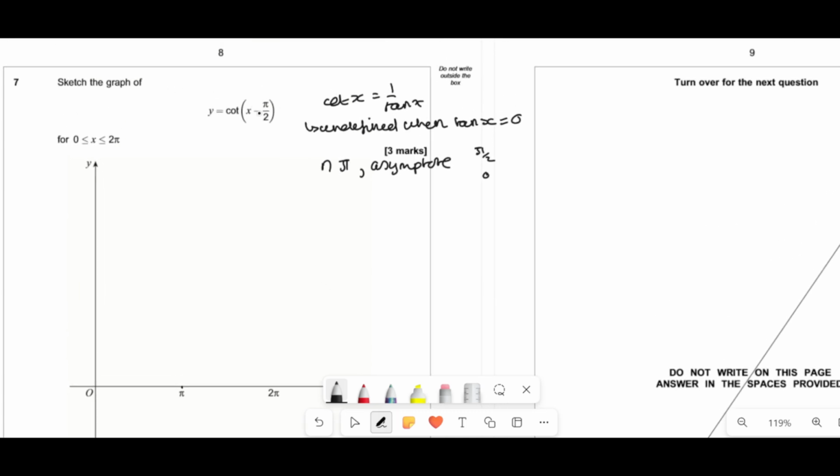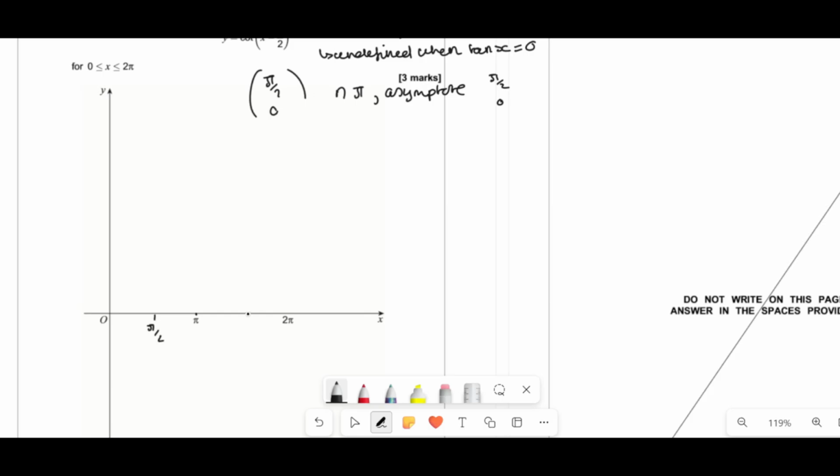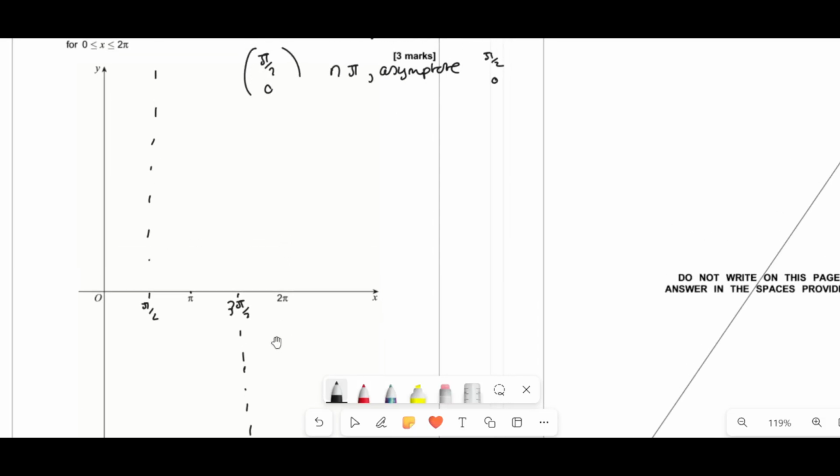However, we've translated this graph by a vector pi over 2, 0. So every single x coordinate has been shifted to the right by pi over 2. So instead of having an asymptote at 0, it's now going to have an asymptote at pi over 2. So what I'm going to do is add pi over 2, and we're going to go up in our pi over 2s, so 3 pi over 2. Now what we've got to do is just sketch it in the same sense. Remember that now it's not going to asymptote at 0, it's going to asymptote every half pi instead. This is now going to become its new 0 for the cot graph, because it's been translated.